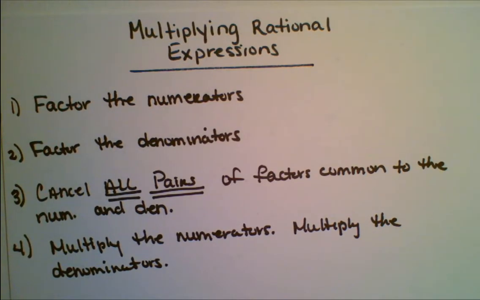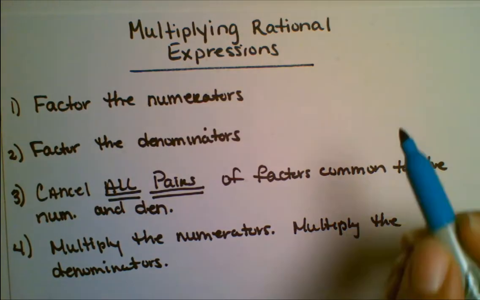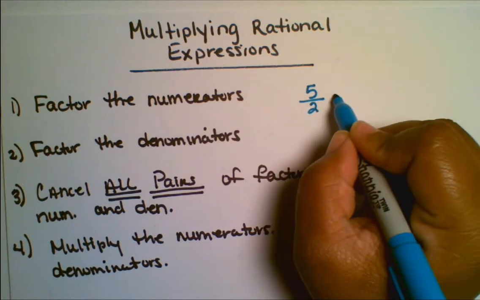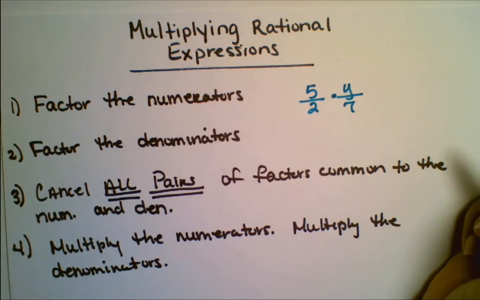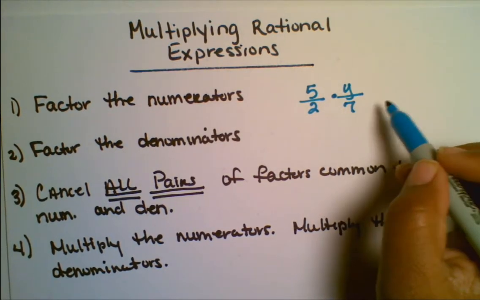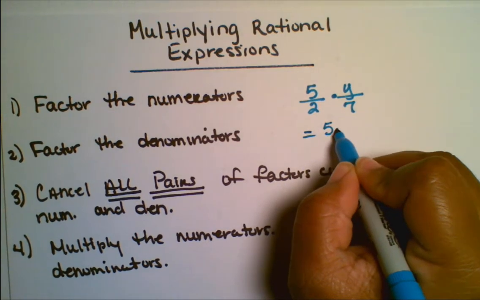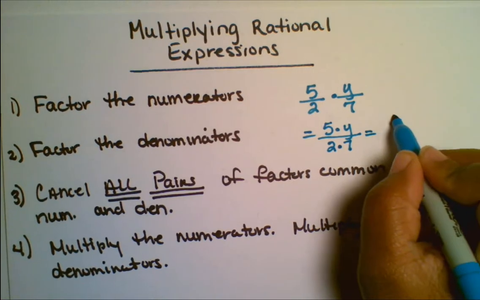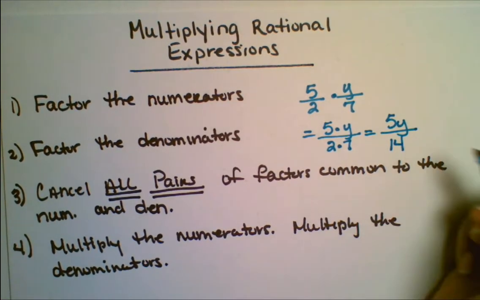All right, so we're going to take a look at how to multiply a rational expression. Let's go back to something that you've completed before, where you were asked to multiply two fractions. So let's say that we have here 5 over 2 times y over 7. Well, to multiply fractions such as this example, we will bring together our numerators and then bring together our denominators by multiplying, and we will have 5y over 14.